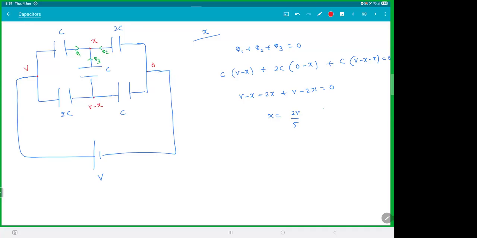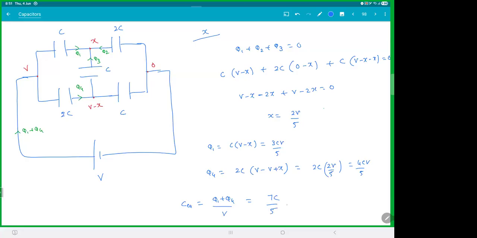Perfect. And let this charge be Q4. So from here we are getting Q1 plus Q4. So Q1 is C into V minus X, which is 3CV by 5. Q4 is nothing but 2C into V minus X, that is 2CX, 4CV by 5. So C equivalent is nothing but total charge coming from the battery, which is Q1 plus Q4 by voltage, which is 7C by 5.